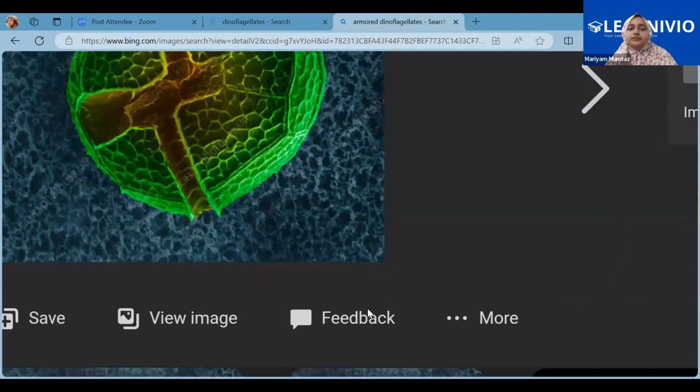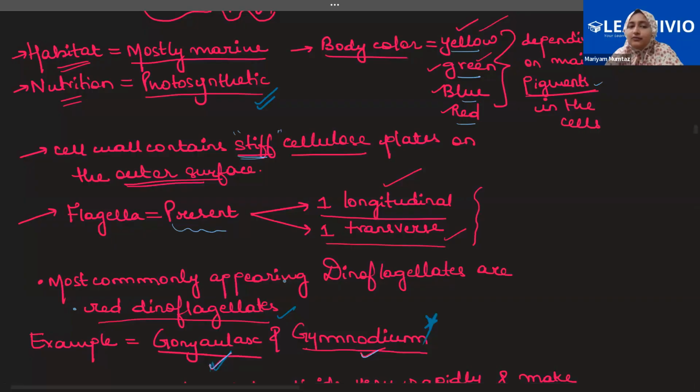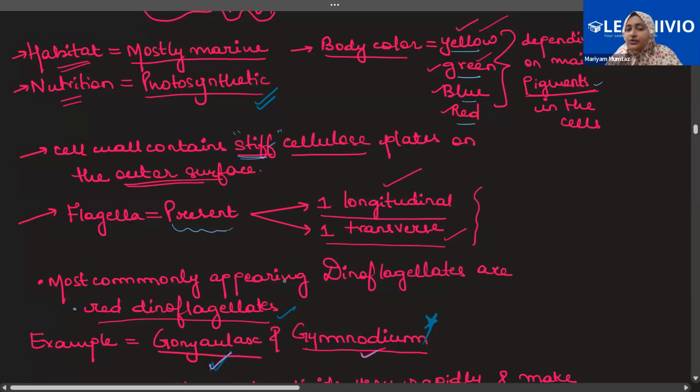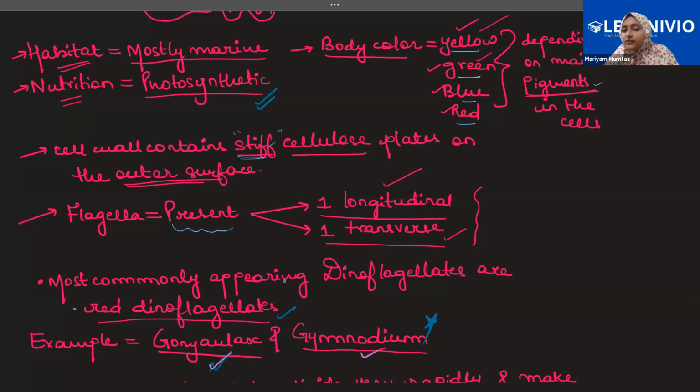Now, the cell wall contains stiff cellulose plates on the outer surface, because of which this is known as armored dinoflagellate. The flagella is present, and usually the flagella are two in number. One is a longitudinal flagella and one is a transverse flagella. It is with the position that the flagella is present.